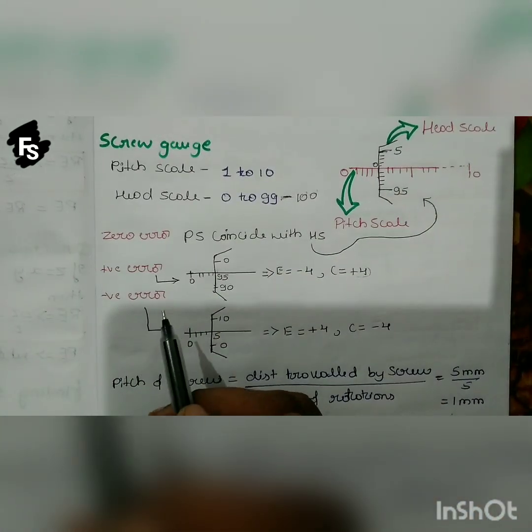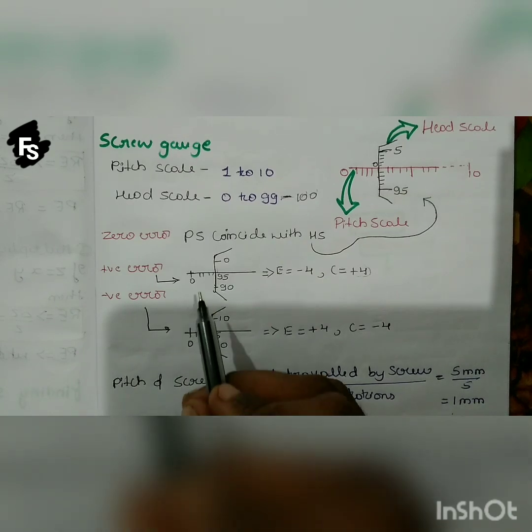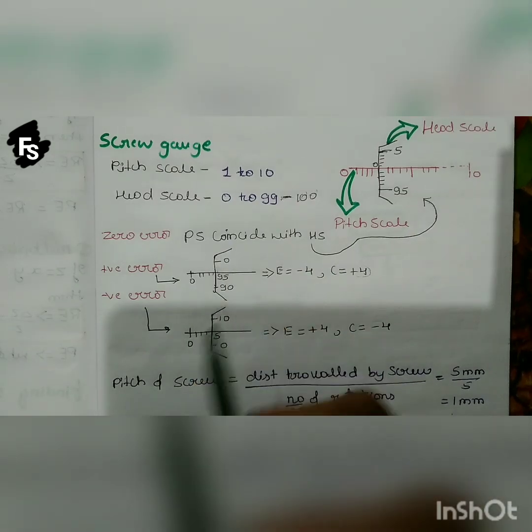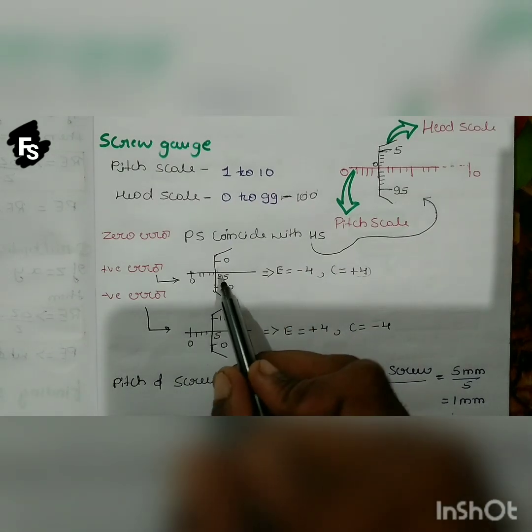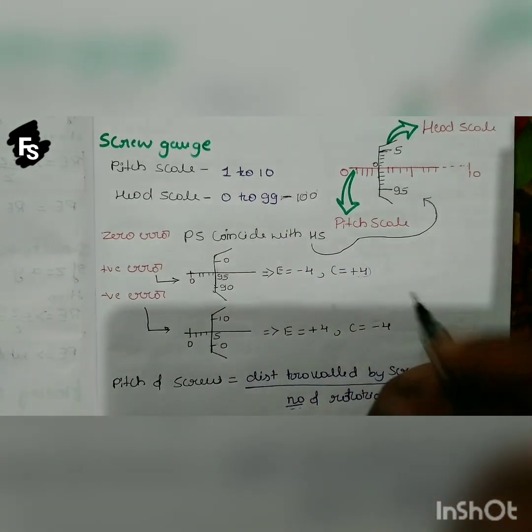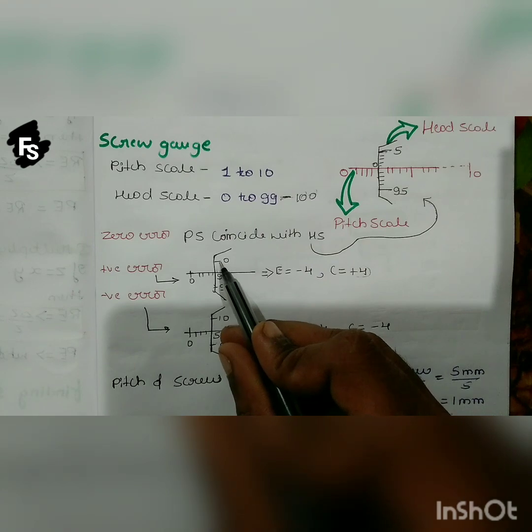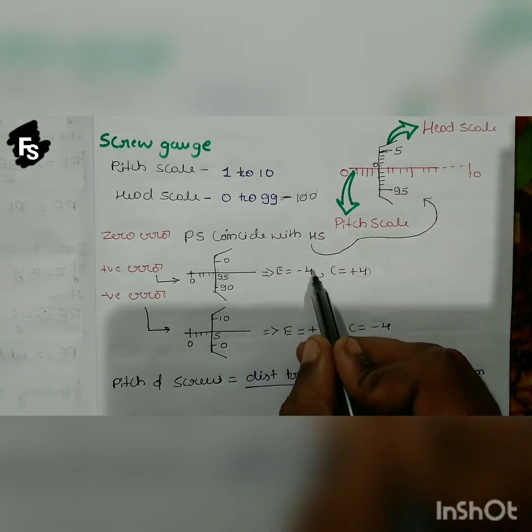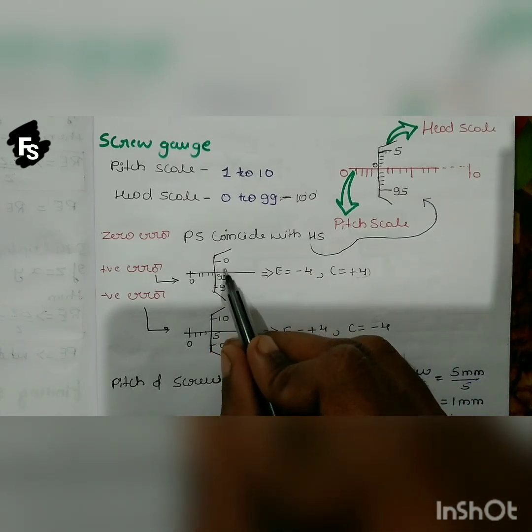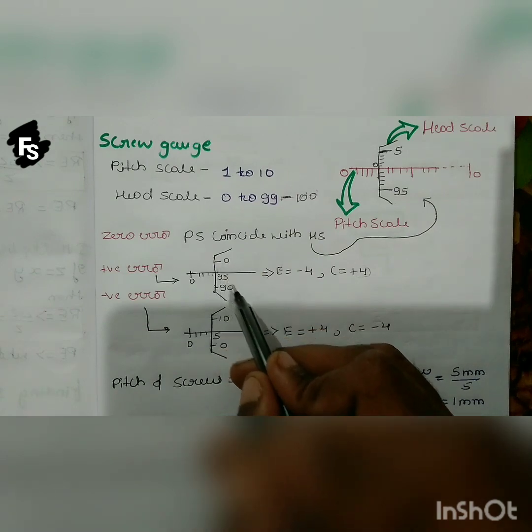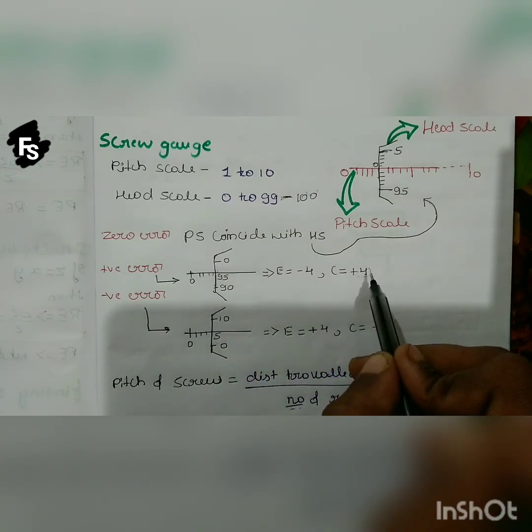What is positive error? The positive error means if 0 of the pitch scale is coinciding with the 95 of the head scale, then see here 0 is 4 divisions backward, meaning it should come forward to coincide with 0. So minus 4 is the error in between 95 and 0, so we have to add plus 4 to become 0, so the correction is plus 4. This is known as the positive error.